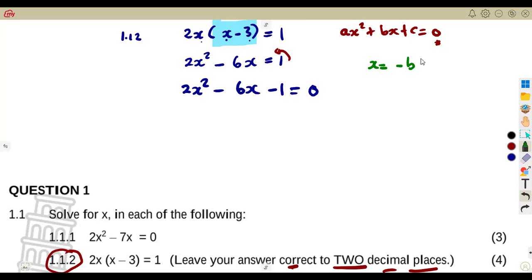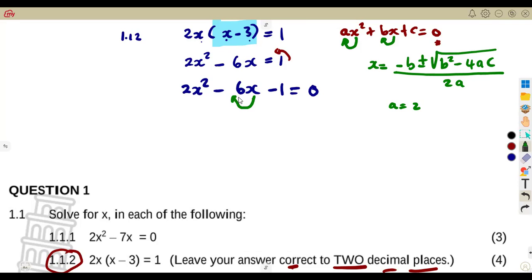x is equal to minus b plus or minus the square root of b squared minus 4ac, everything over 2a, from the minus b up to the end, like that. So this is it. The coefficient of x squared is our a. So our a in this case is 2. The coefficient of x is our b, which is negative 6. So our b is negative 6.